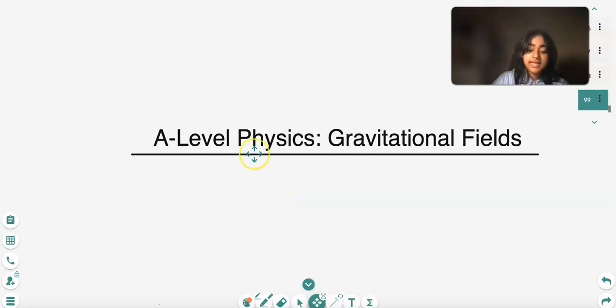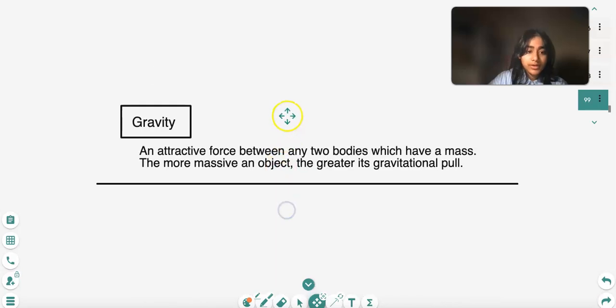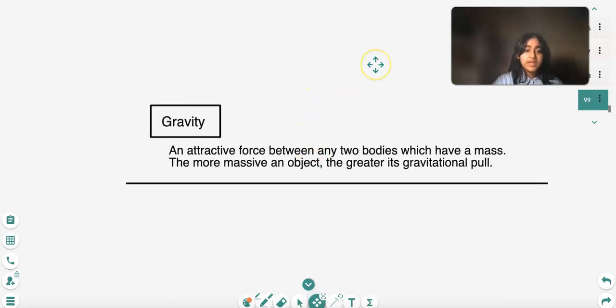Hello everyone, today we're going to be going through the A-level physics topic of gravitational fields. So let's get started by first defining what exactly we mean by a gravitational field. You already know that gravity is an attractive force between any two bodies which have a mass, and the more massive an object is, the greater its gravitational pull.